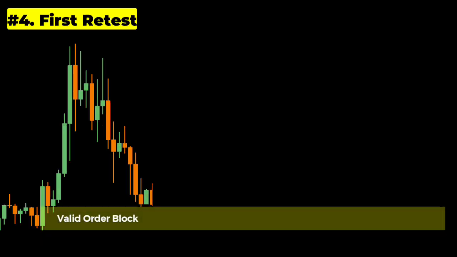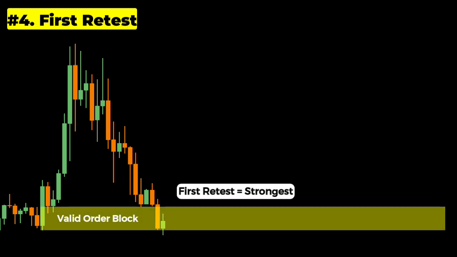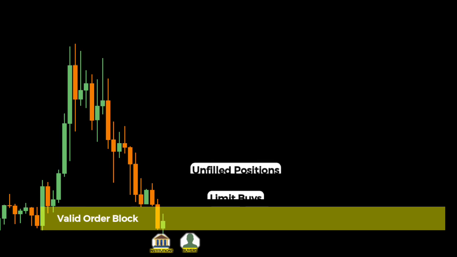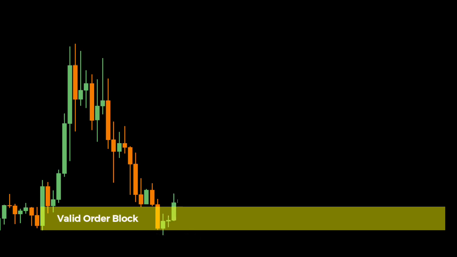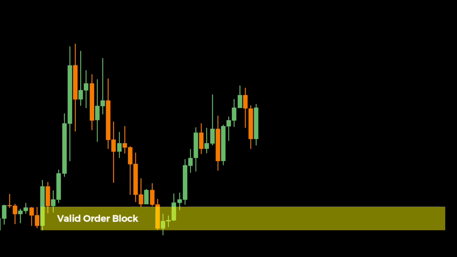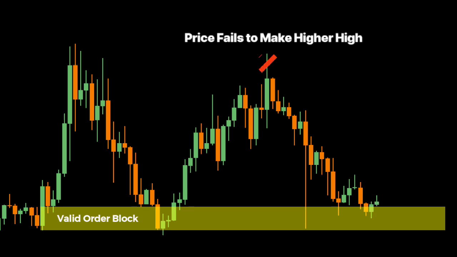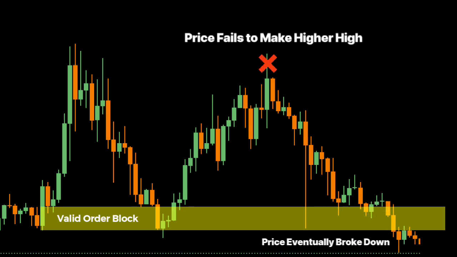And finally, I look for the first time price comes back to the level, because that first retest is usually the strongest. This is where both institutional and retail traders are likely placing their orders, whether that's limit entries or unfilled positions from the initial move. But the key idea is this: those orders don't last forever. The more times price taps that area, the more those orders get filled. And over time, there's simply less interest left at that level, which is why it starts to weaken. So ideally, you want that first clean return, because that's where the highest probability usually is.